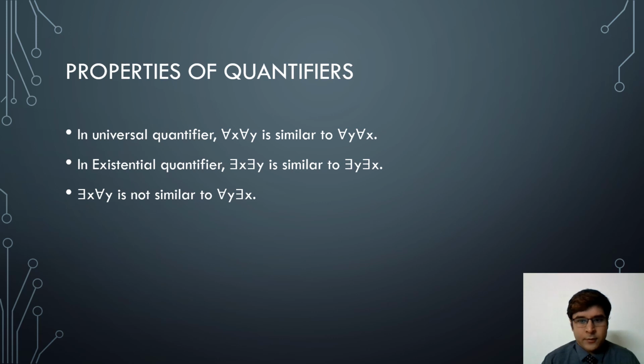Now, some properties of quantifiers. In the universal quantifier, for all x, for all y is similar to for all y, for all x. In the existential quantifier, for some x, for some y is similar to for some y, for some x. But when they are merged together, that is universal with existential, for some x for all y is not similar to for all y for some x.